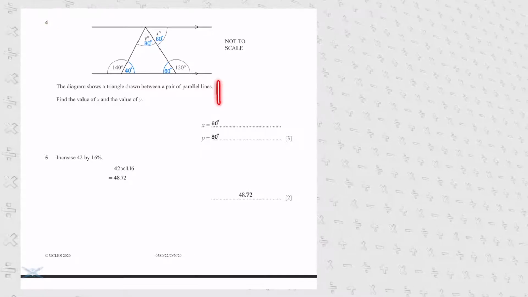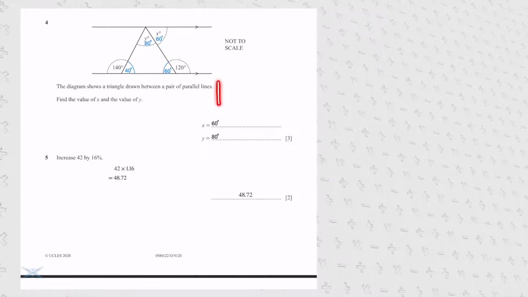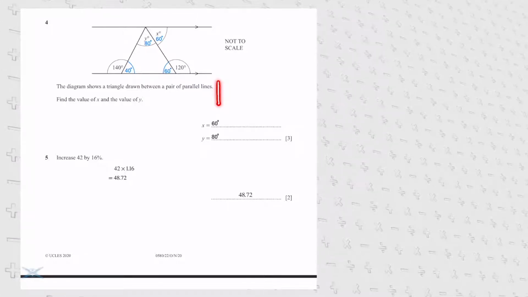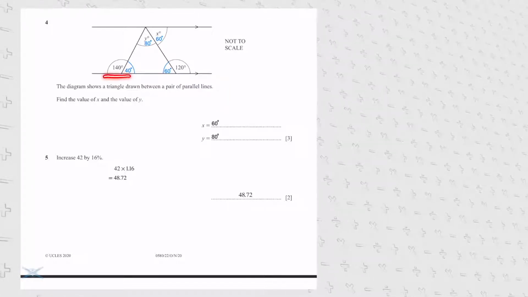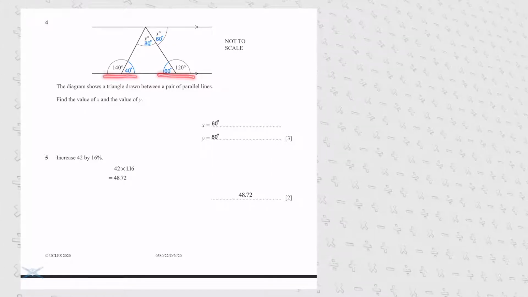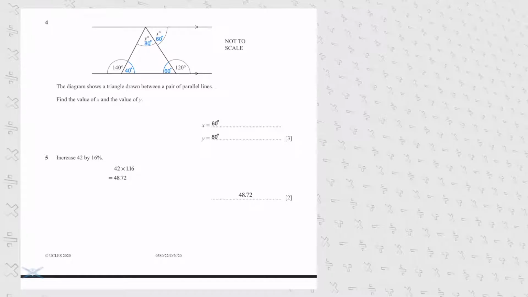Here we have a diagram that shows a triangle drawn between a pair of parallel lines, and here we should find the value of x as well as the value of y. So our approach here would be to employ the following piece of information, which is that angles on one side of a straight line always add to 180 degrees.